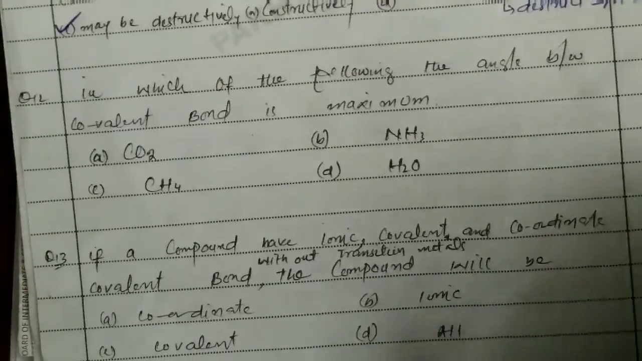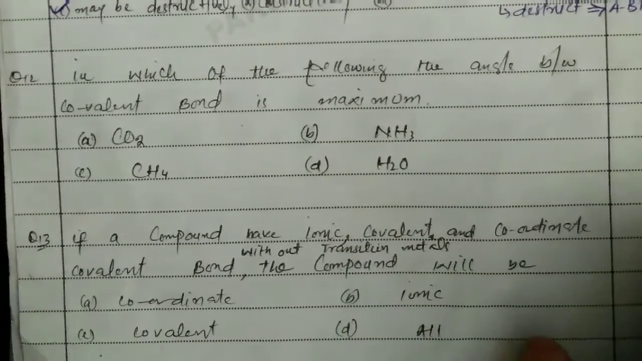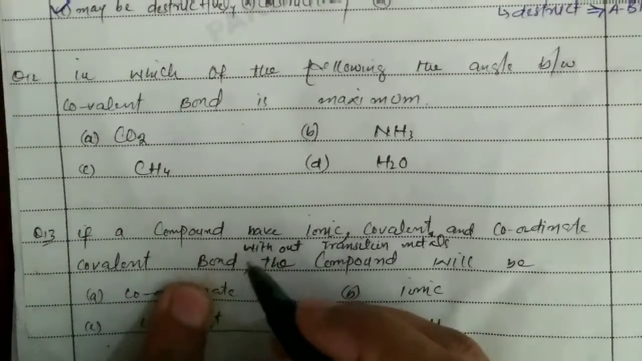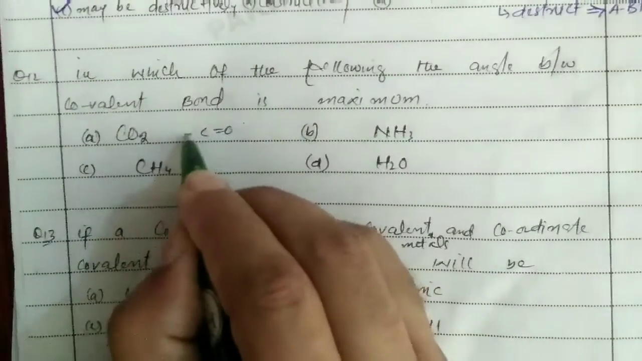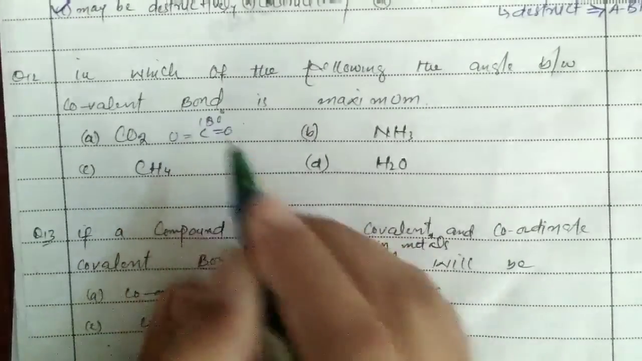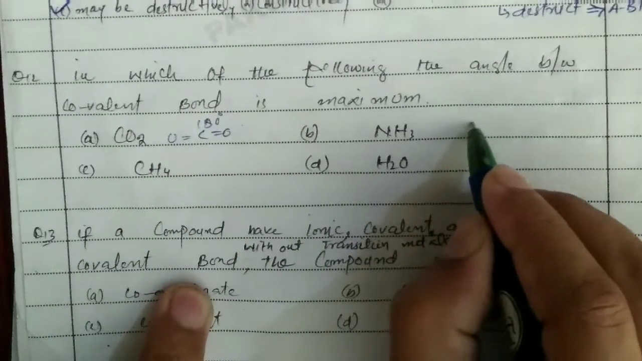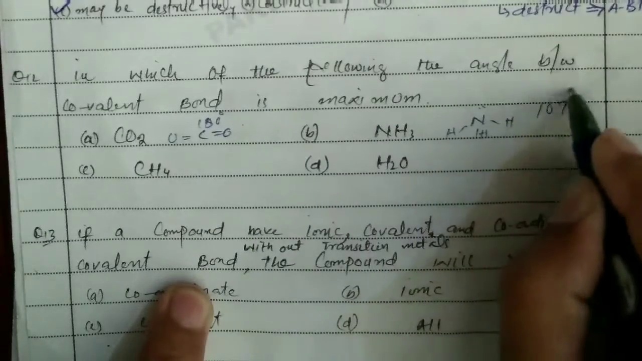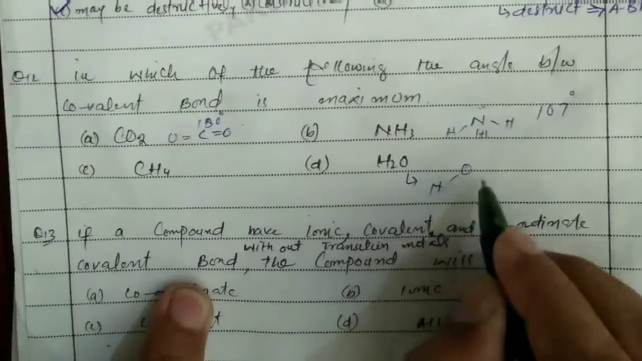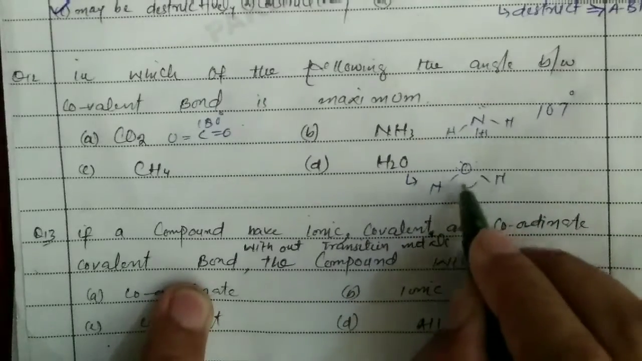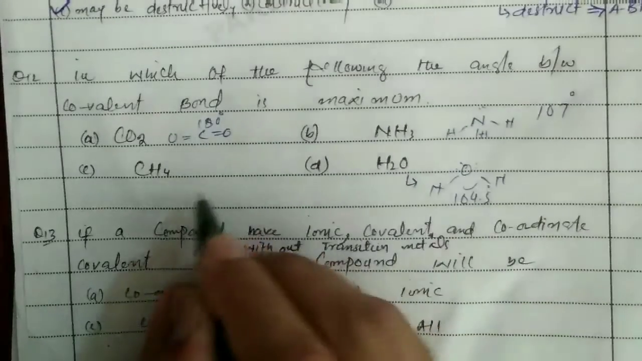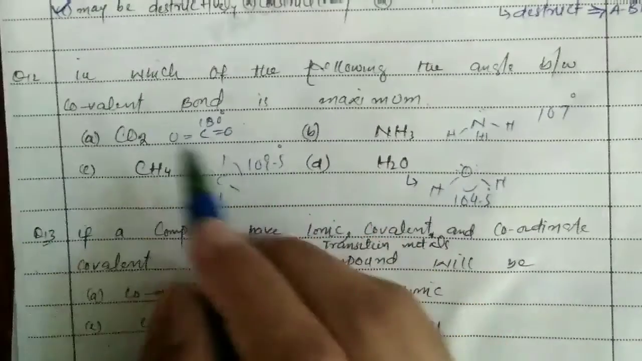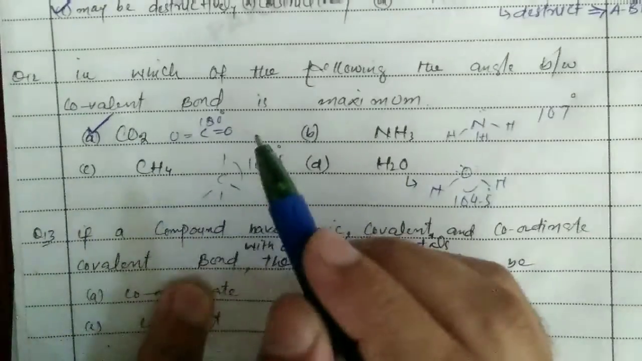Now consider question number 12. In which of the following is the angle between covalent bonds maximum? Consider carbon dioxide. So C double bond O double bond O, the bond angle is 180 degrees. Consider NH3. In case of NH3, the bond angle is 107 degrees. Consider H2O. The bond angle is 104.5 degrees. Consider CH4, which is tetrahedral. The bond angle is 109.5 degrees. So in case of CO2, the bond angle is maximum.